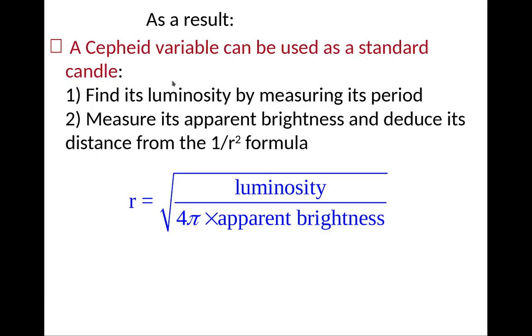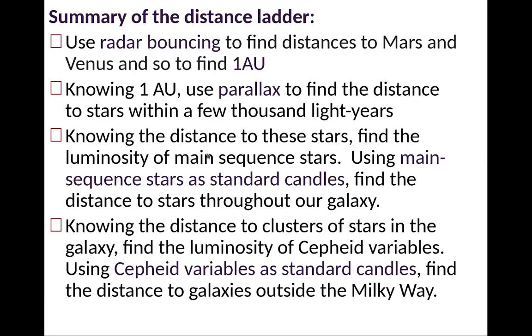So now you can use a Cepheid variable as a standard candle. You figure out its luminosity by measuring its period. That's from the previous plot right here. And once you know the luminosity, you compare it with its apparent brightness, which you measure, to get the distance, from the 1 over r squared formula.